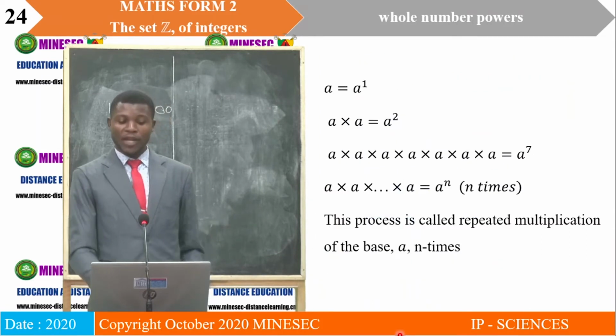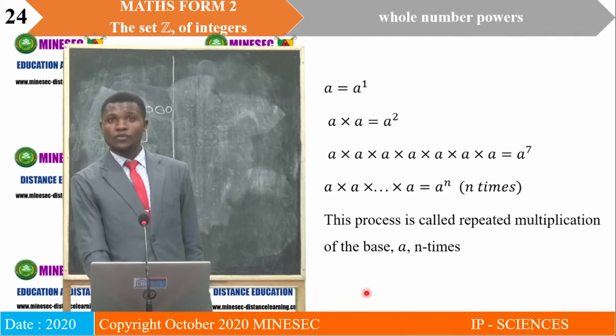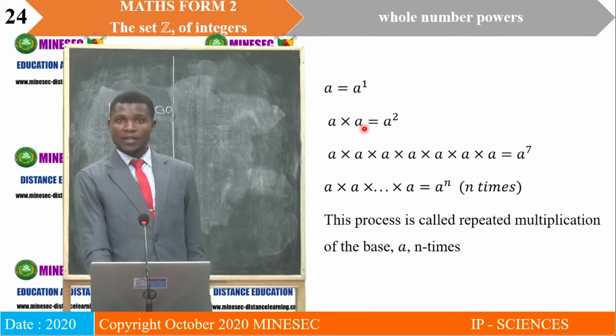Now let's try to apply what we are learning above to do this calculation. If we write this a here, just the a, we write it as a to the power 1. If we take a times a, there are 2 of the a, so it is a raised to the power 2.